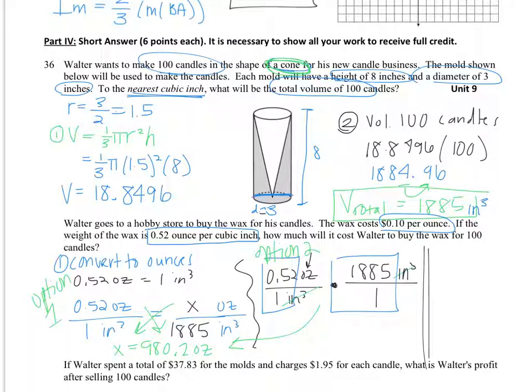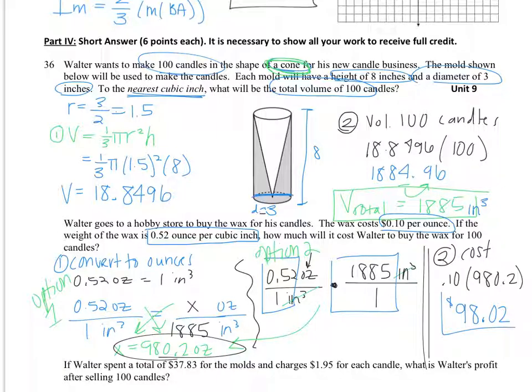But now, step 2 is to find the cost. It says that it's 10 cents per ounce. We have currently 980.2 ounces. So it's 0.10 dollars for every 1 ounce, but we have 980.2 of them, so we're going to multiply. Whenever you have a cost, you typically multiply. And so this ends up costing him $98.02 for the wax on the candles.